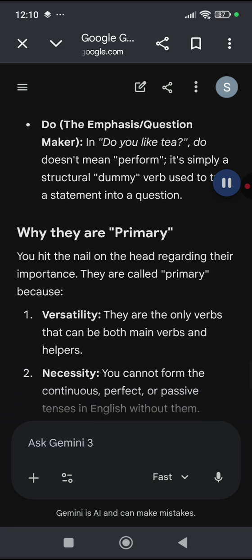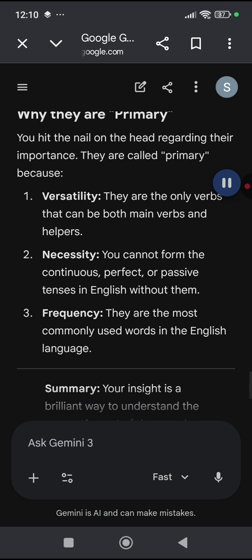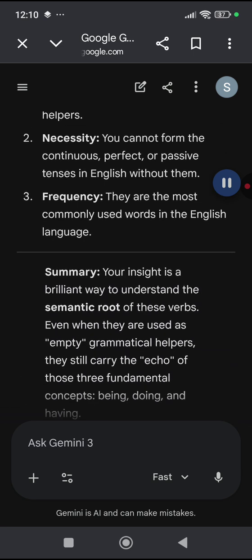Why they are primary? You hit the nail on the head regarding their importance. They are called primary because, versatility, they are the only verbs that can be both main verbs and helpers. Necessity. You cannot form the continuous, perfect, or passive tenses in English without them. Frequency. They are the most commonly used words in the English language.